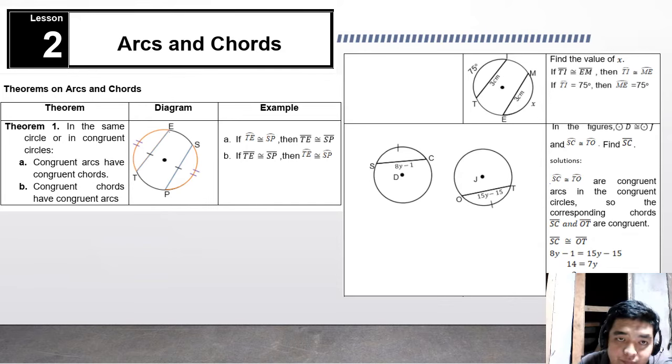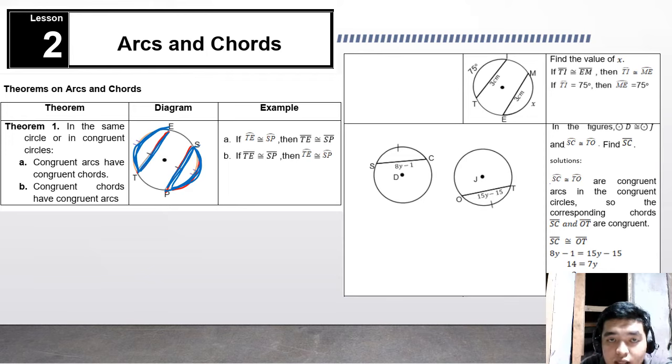Okay, for example, if this chord and this chord are congruent, it follows that this arc is congruent to this arc also. If this chord and this chord are congruent, it follows also that the arcs are also congruent. Okay, that's the first theorem.